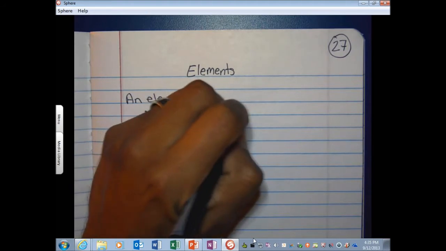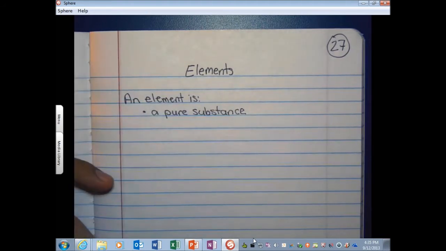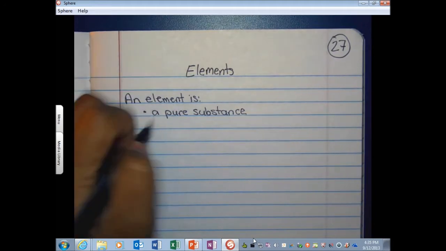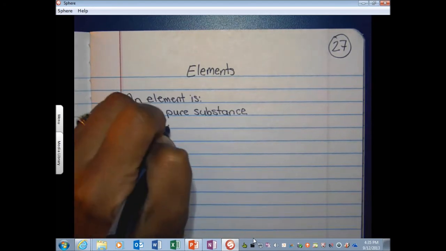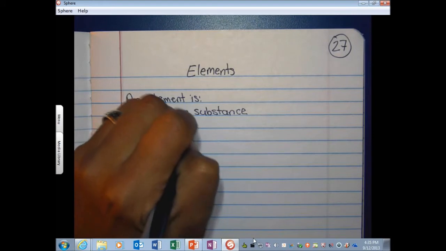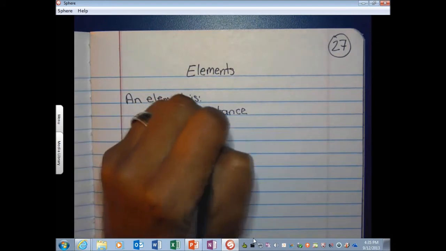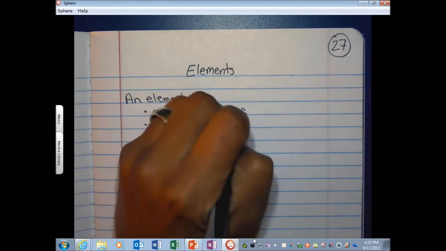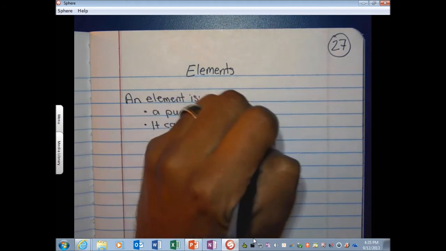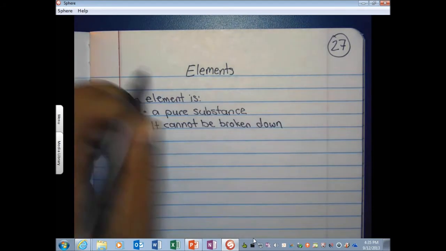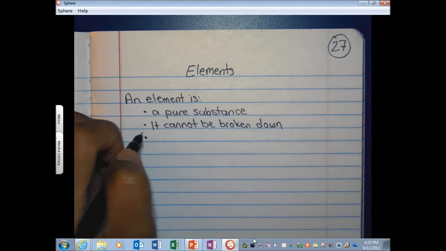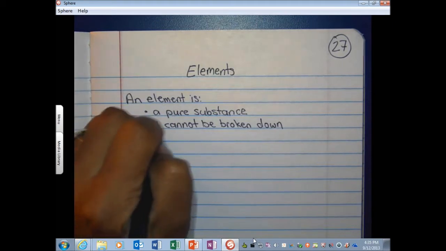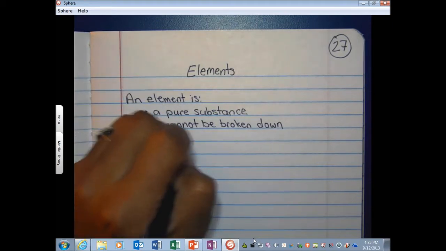In the first bullet point, an element is a pure substance. It's not mixed with anything else. It's completely on its own. The second thing we're going to put is that it cannot be broken down. Again, it's completely pure. So we can't break it down into something more simple. And we'll get more into that in the classroom and explain that a little bit more.